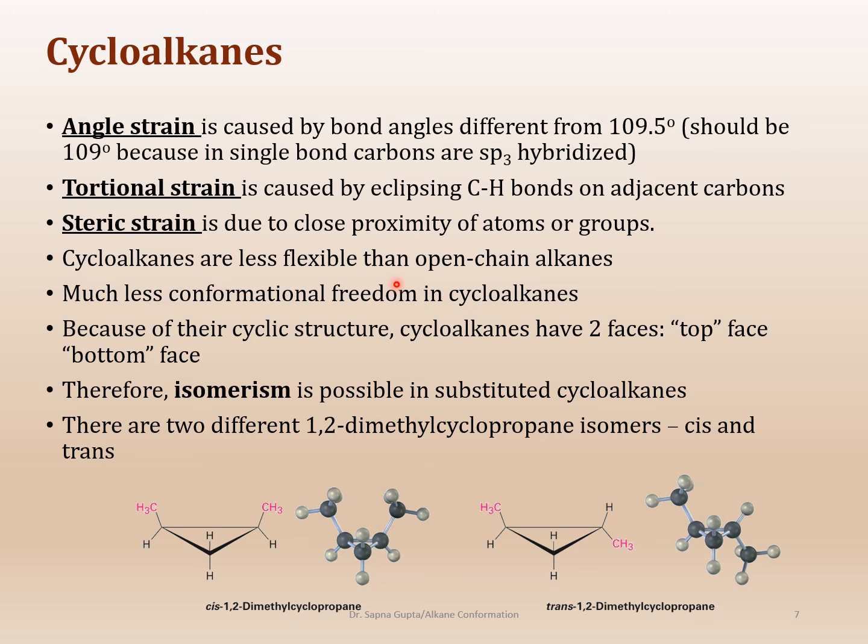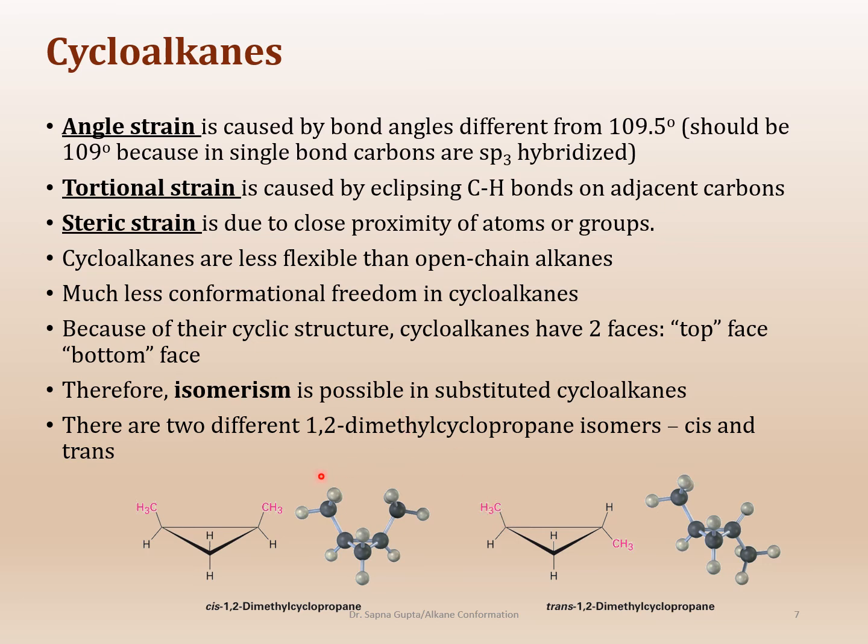Cycloalkanes are less flexible because, yeah, they're cyclic, okay? You can't rotate them or anything like that. But because of their cyclic structure, they have a top face and a bottom face, okay? And that's an important thing because now, because of that, you start having isomers, all right? And isomers occur where you have the same molecular formula but different structures, okay? And in this case, we're going to call them cis and trans isomers, which are also called geometric isomers.